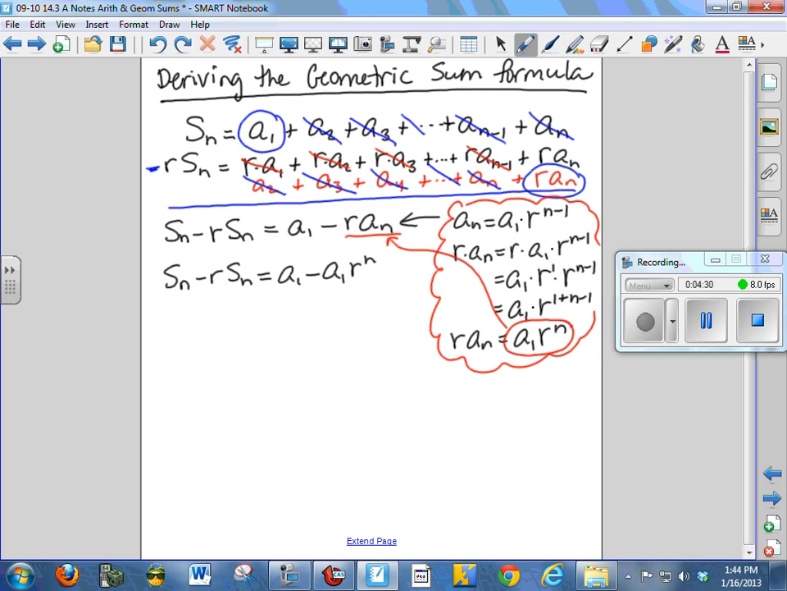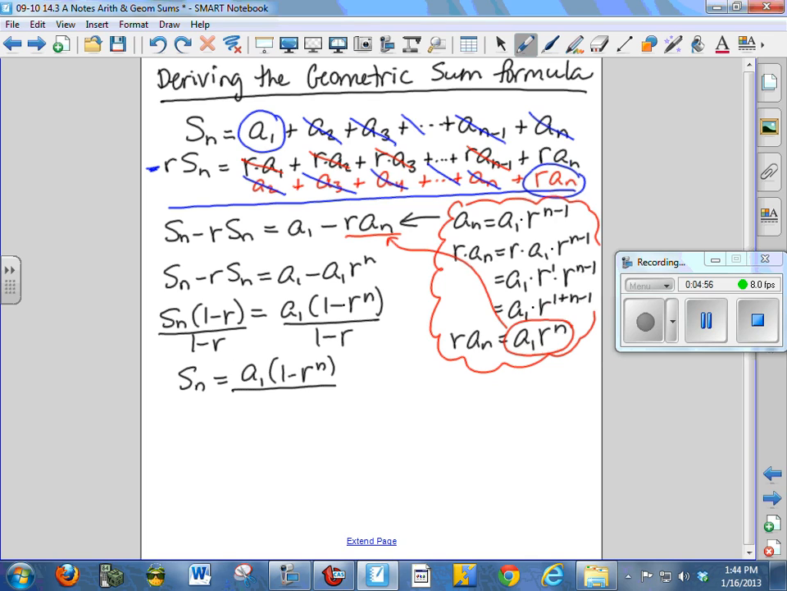Now I want to simplify this a little. On the left-hand side, I just want to have S sub n. So I'm going to factor S sub n out, and this would leave me with 1 minus r in parentheses. On the right-hand side, I could factor out an a sub 1, which leaves me with 1 minus r to the n in parentheses. And then I'm going to divide both sides by 1 minus r. And that's where the formula comes from. S sub n is equal to a sub 1 times 1 minus r to the n over 1 minus r.